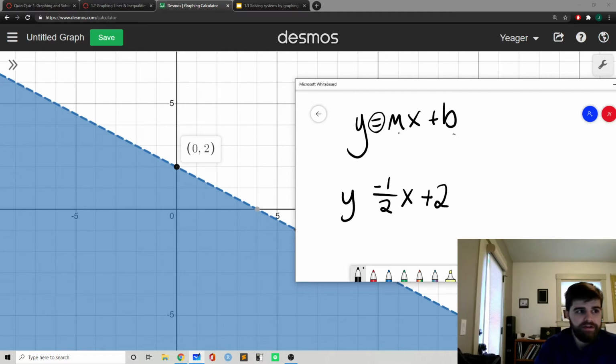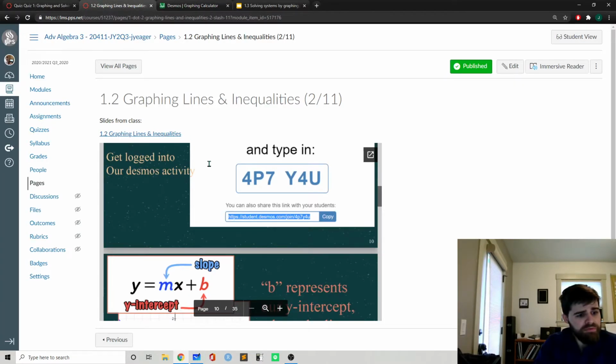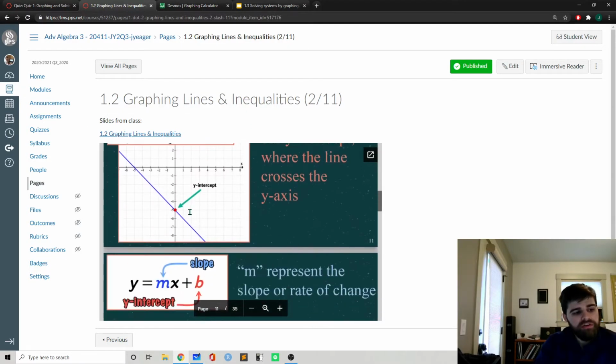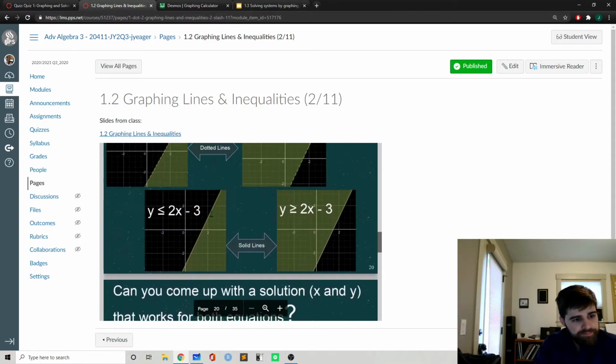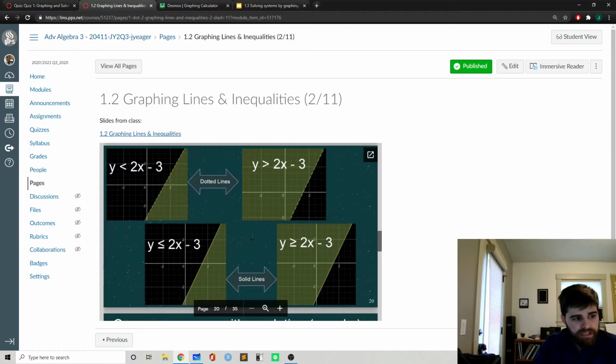We don't need the line underneath. These rules can be a little bit tricky at first. But if you go back to the 1.2 slides, you'll see I go through all of this, and we specifically talk about how to do inequalities.